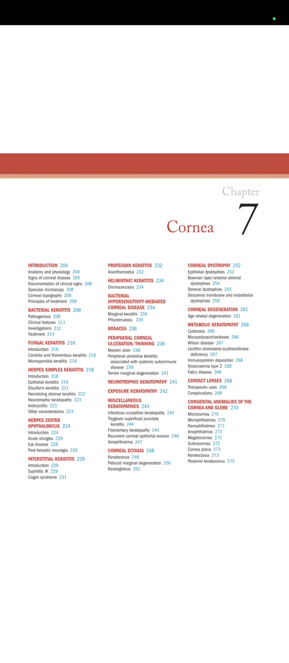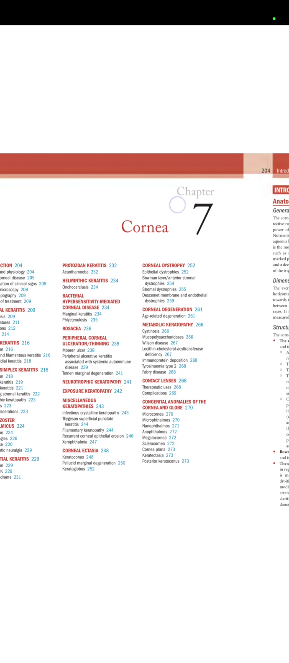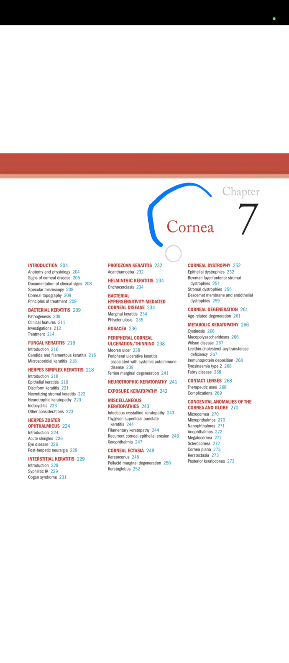Today we are going to start chapter 7 of Kanski, that is of cornea. So cornea is basically a very tricky chapter because it is very lengthy and there is a lot of information on this. So without any further ado, let's get started.